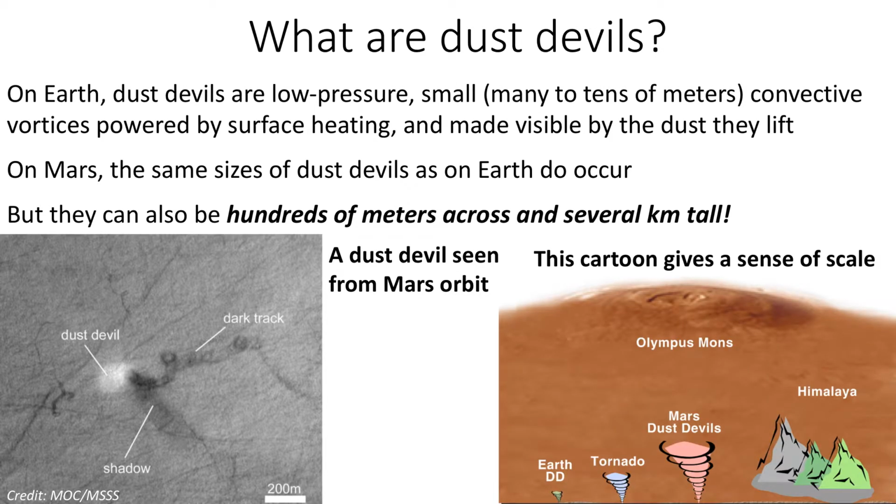And this cartoon here gives a sense of scale. So you can see Earth dust devils relative to tornadoes, and then Mars dust devils being a lot bigger. And by comparison, you can see the Himalayas, and then Olympus Mons, which is the mountain on Mars that's 3 times larger than the tallest mountain on Earth.